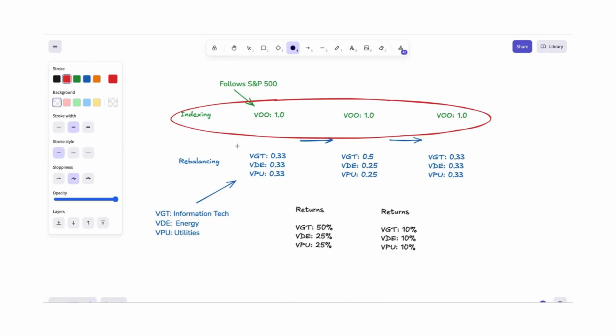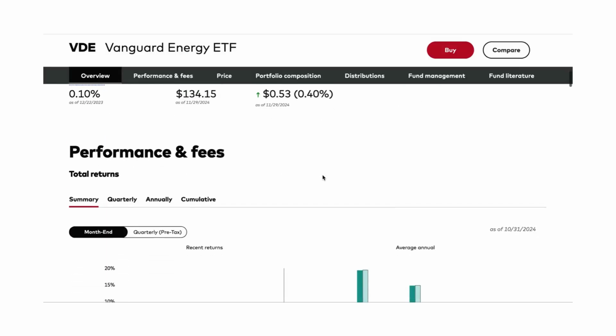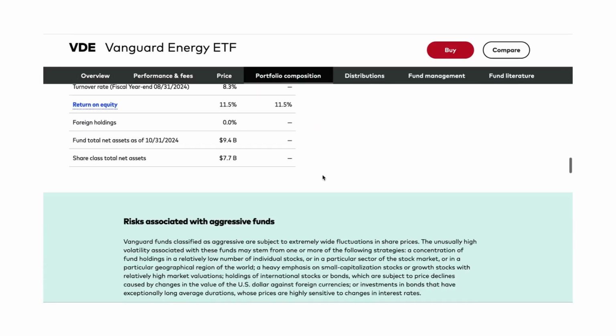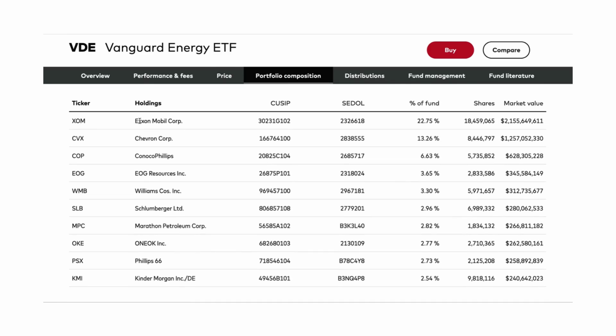So here we take a few different stocks. We could have taken individual stocks, but we decide to take Vanguard sector ETFs. These are ETFs which represent a combination of stocks in each of these sectors. For example, VDE represents a combination of stocks in the energy sector. We can look at the Vanguard energy ETF and we can see that it's composed of these stocks in the energy sector, such as ExxonMobil, Chevron, ConocoPhillips, and so on. These are the more usual names.